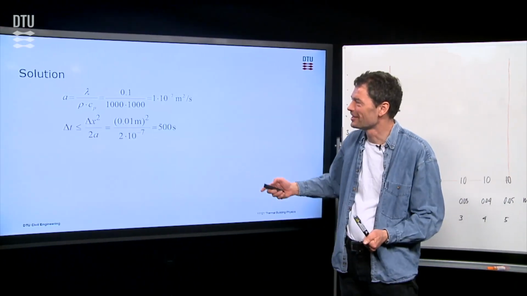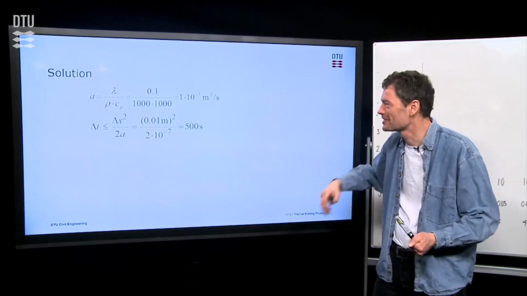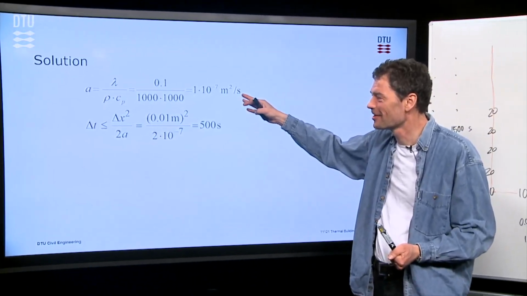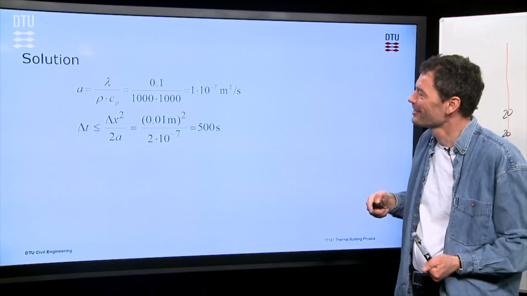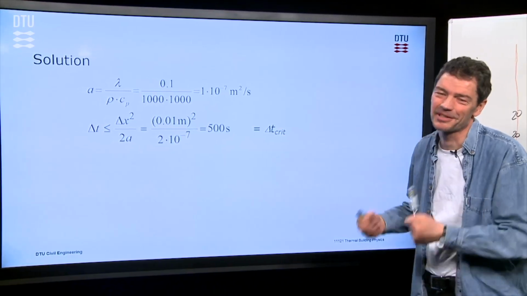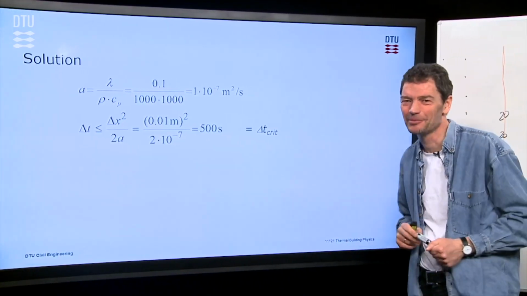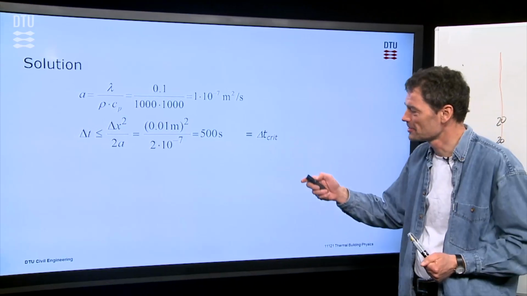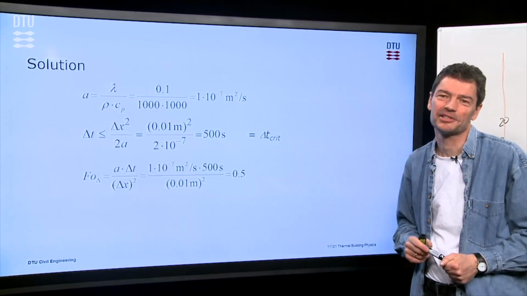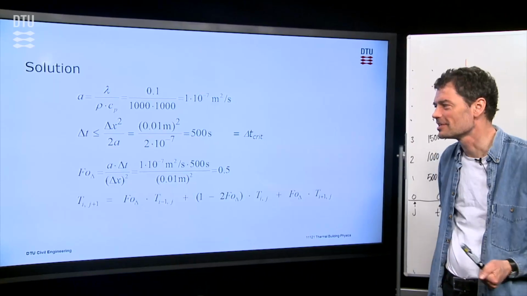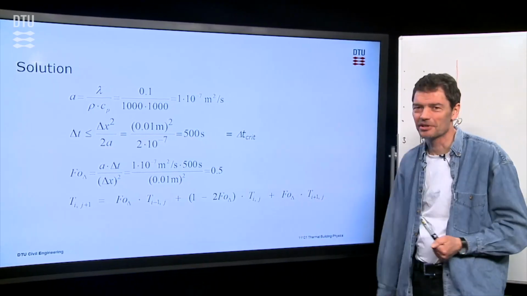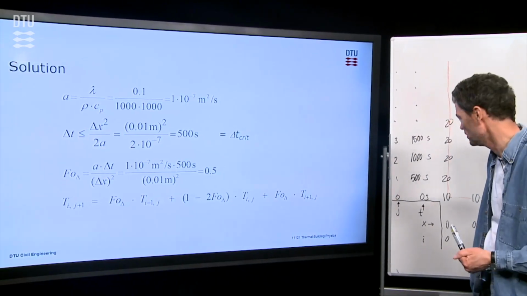There's the solution, and I introduced already the material properties, from which we can calculate the thermal diffusivity. But then we should calculate the critical time step, and that comes to 500 seconds, because I need to know how quickly I can move forward in time. But that also means that the Fourier number is exactly 0.5. So we're working on the limit for stability. Let's see how that goes when we insert it in our formula.